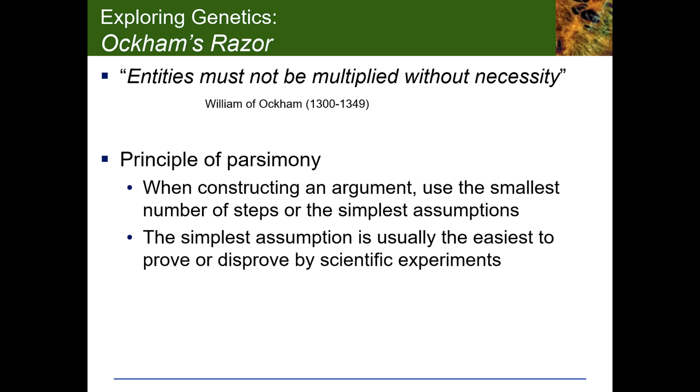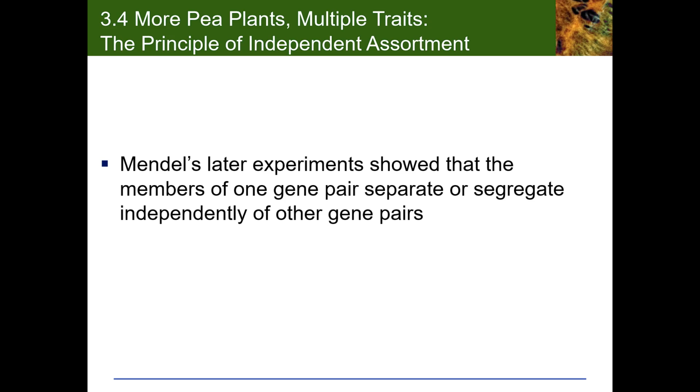In other words, Occam's razor, if you've heard of it before, is generally termed as the simplest explanation is usually the most correct or likely to be the correct answer. It's also known as the principle of parsimony. And it basically goes like this. When constructing an argument, use the smallest number of steps or the simplest assumptions. And the simplest assumption is usually the easiest to prove or disprove scientifically. So make sure you're familiar with Occam's razor and that concept.